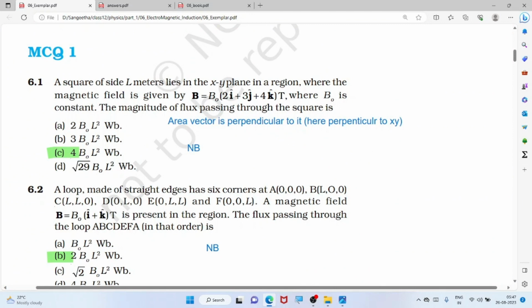A square of side L meter lies in the xy plane where the magnetic field B naught is constant. The magnitude of the flux passing through is BA cos theta. The area vector is perpendicular to the plane. Here, perpendicular to xy means it is along the z axis, that is k.